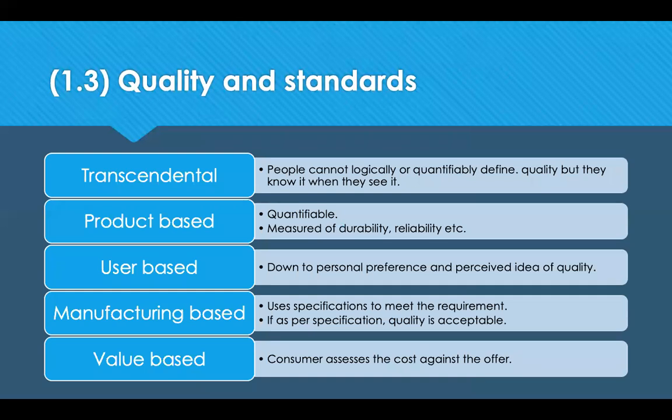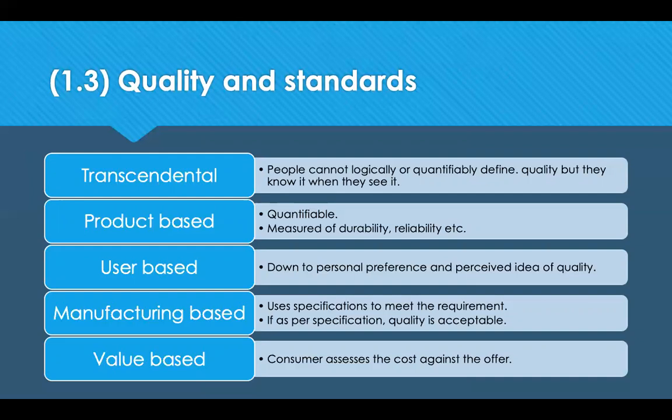Now, David Garvin produced a theory based on the 5 approaches to defining quality. He said that quality can be transcendental, which is where people cannot logically or quantifiably define it, but they know it when they see it. So I think the example that CIPS provide for this is someone that perhaps buys mascara or a beauty product, and the company claims that using this product will give you beautiful eyes.